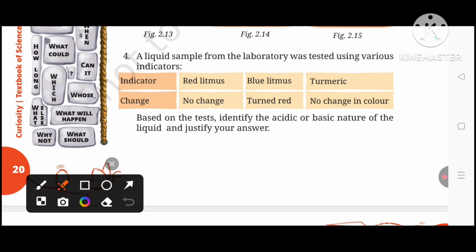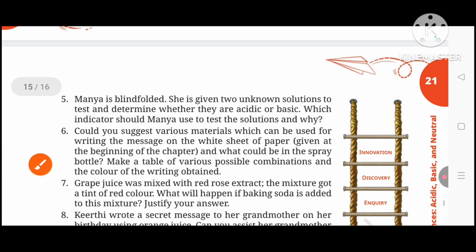From this experiment, we can say that this is exactly an acidic solution which was provided in the laboratory. Based on the tests, indicate the acidic or basic nature of the liquid and justify your answer. It must be an acidic solution because when turmeric comes in contact with acid there is no change in color. When blue litmus comes in contact with acid it turns red, and when red litmus comes in contact with acid there is no change in color. Let us move towards our next question.